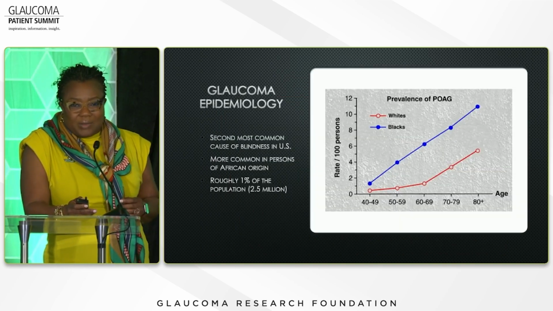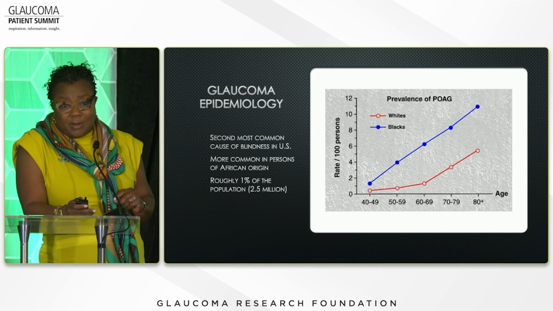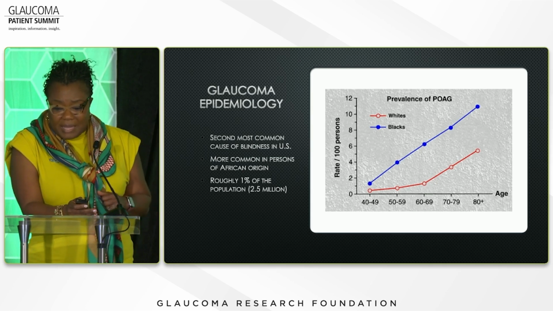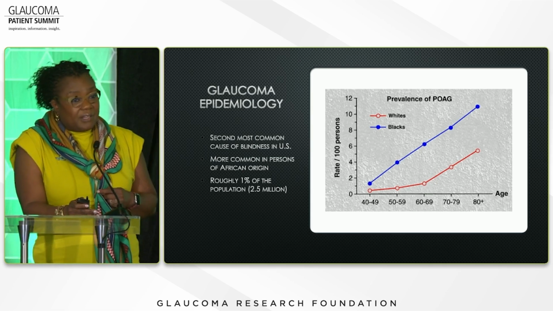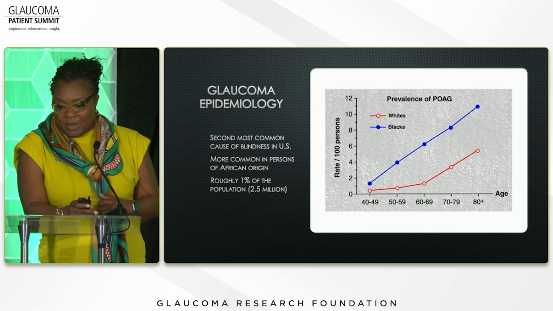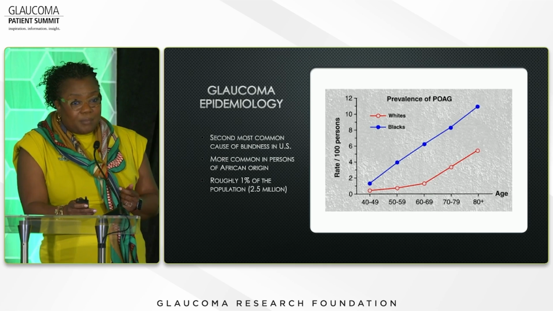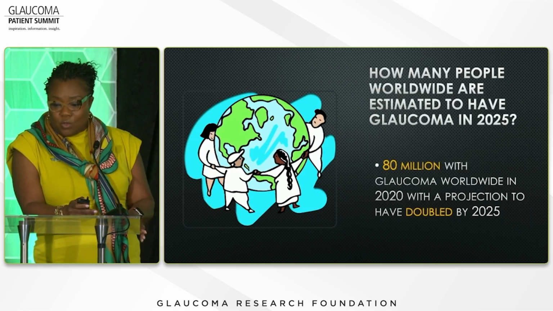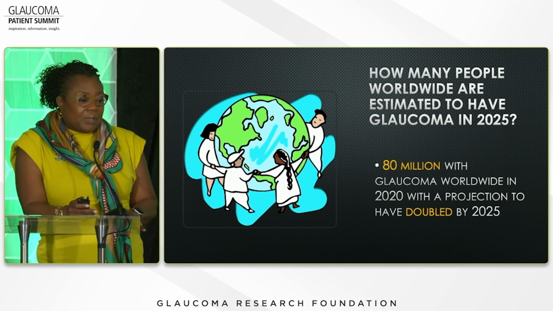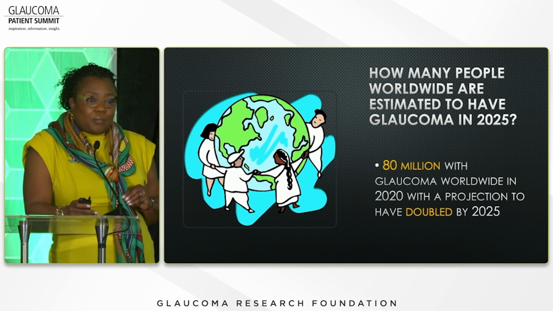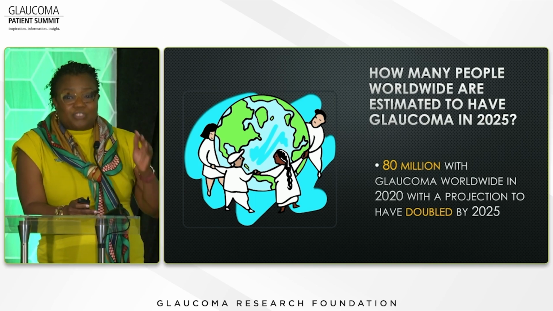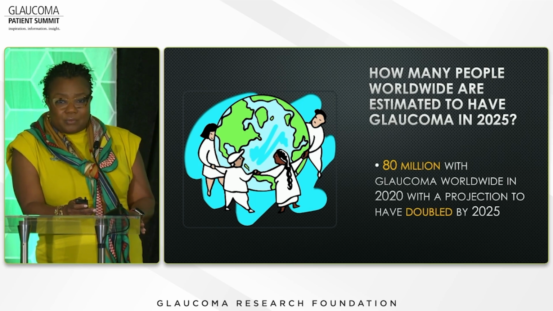How much glaucoma really is there? There is a lot of glaucoma out there, and we'll talk about that in the next 3 slides. It's the second most common cause of blindness in the US. It's more common in certain racial groups, Africans or Hispanics, and roughly 1% of the population in the US have glaucoma. Worldwide, there are 80 million people that were thought to have glaucoma in 2020, and right now, the projection is that that number has doubled.